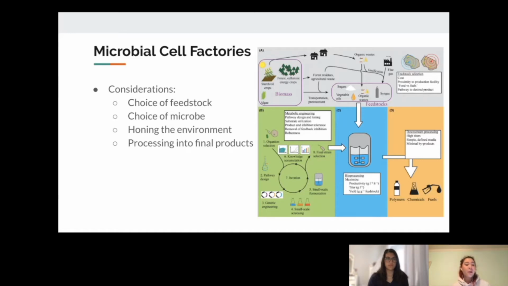In general, there are 4 things that we want to take into consideration when designing a microbial cell factory to produce whatever product we're seeking. First, there's the choice of feedstock, which is what we can see in part A of this diagram. The feedstock will provide essential energy needed for your microbial organisms to live. The feedstock can be chosen based on availability, cost, and/or environmental concerns.